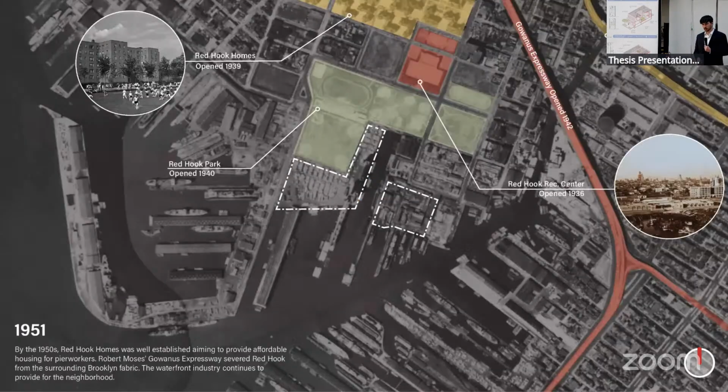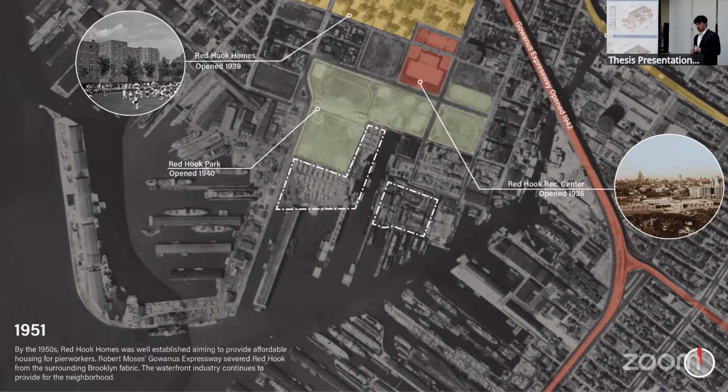By mid-century, the neighborhood had actually developed to kind of respond to this new port industry coming in. Public housing as well as community amenities were developed in the 1930s and 40s. And these developments still remain a part of the identity of the neighborhood today.